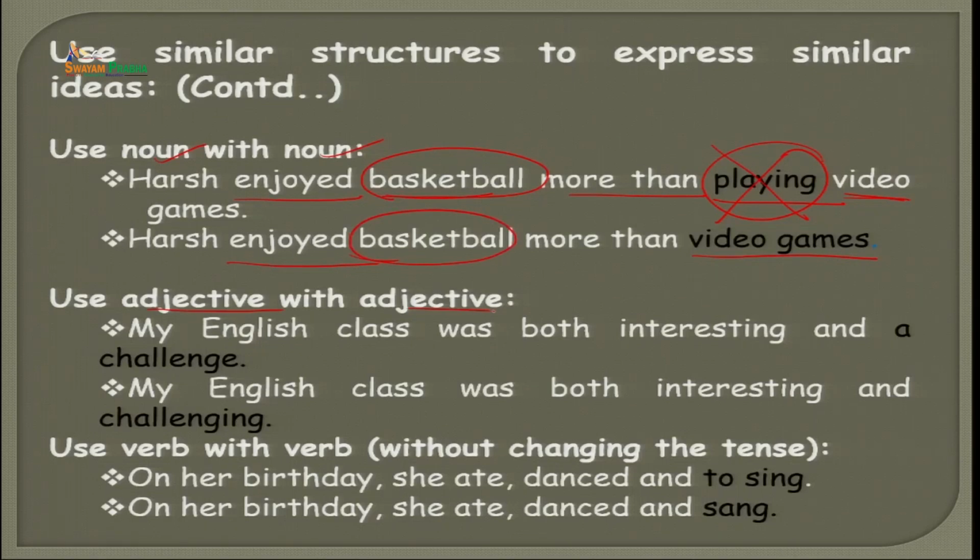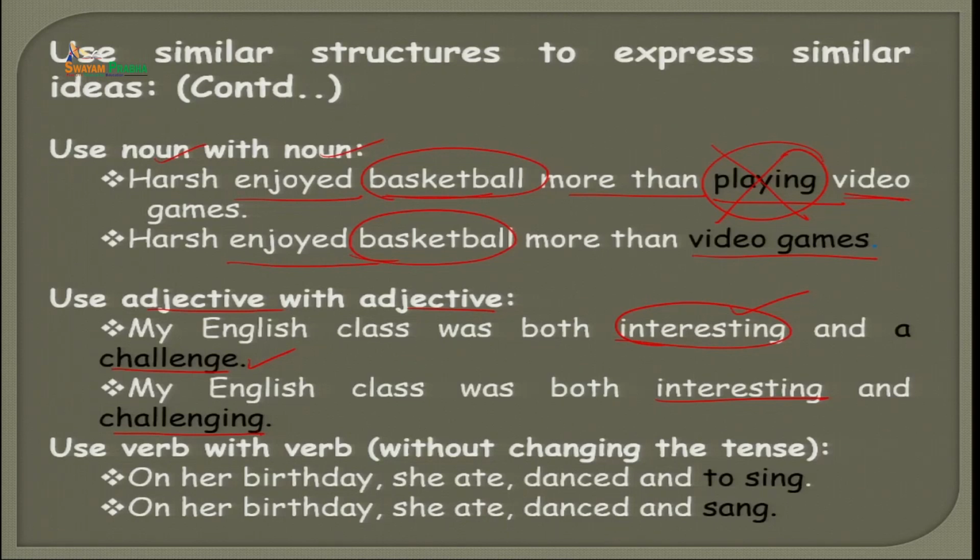Then adjective with adjective. In our previous example also we learnt my English class was both interesting, that is adjective, interesting and challenge. Now, in this condition what happens? I am talking about an interesting, that is an adjective, whereas challenge will become the noun. So, you are not supposed to add adjective with noun when you are writing a perfect grammatically correct sentence structure. So, my English class was both interesting and challenging is the correct answer.